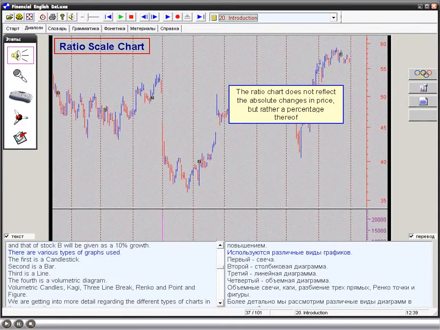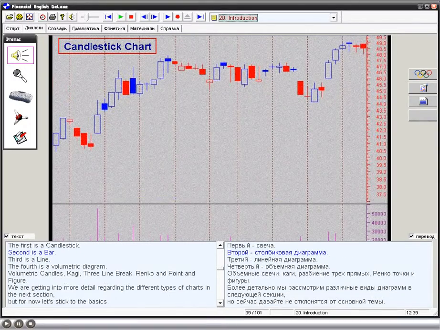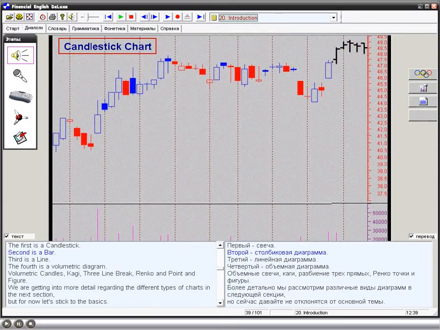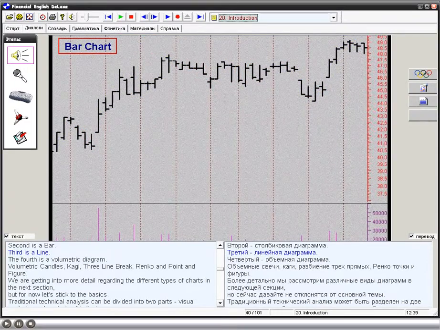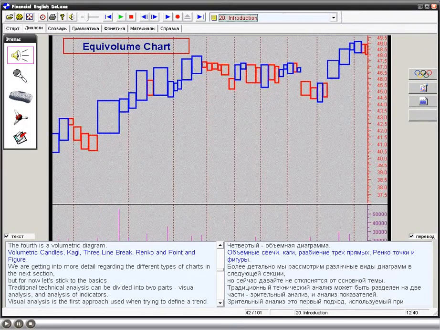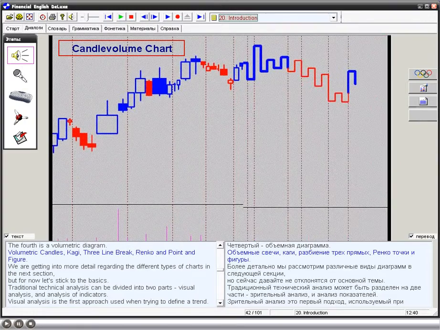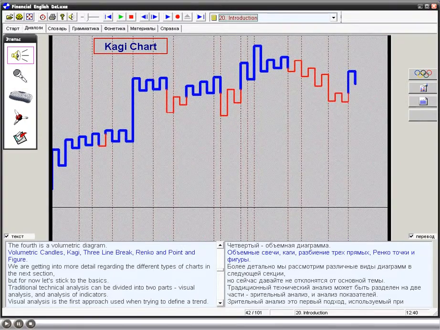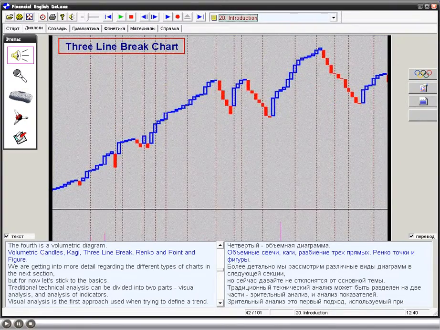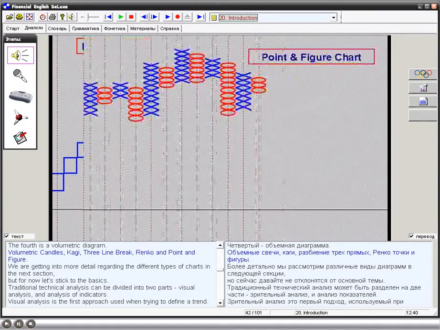There are various types of graphs used. The first is a candlestick. Second is a bar. Third is a line. The fourth is a volumetric diagram. Volumetric candles. Kagi. 3-line break. Renko. And point and figure.